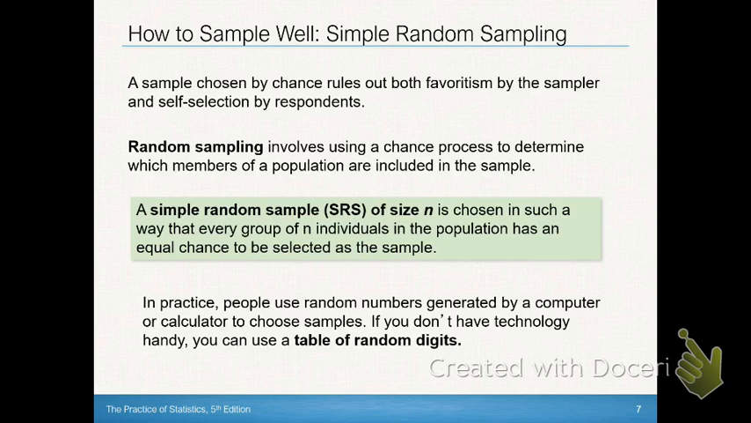Now there is a separate video that I'll have you watch later on how to do a simple random sample on your graphing calculator. But for now, we're going to start with how to use the table of random digits. This is located at the end of your formula packet, and we'll look at how to do that first.